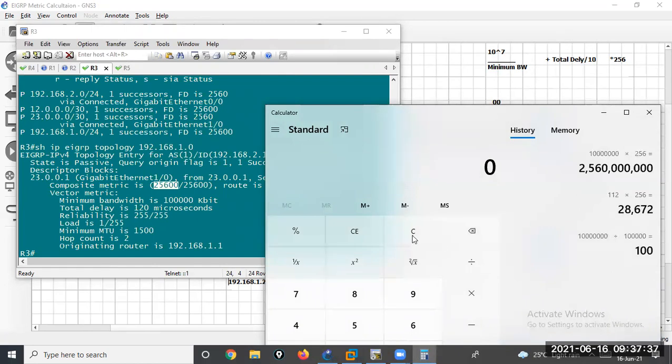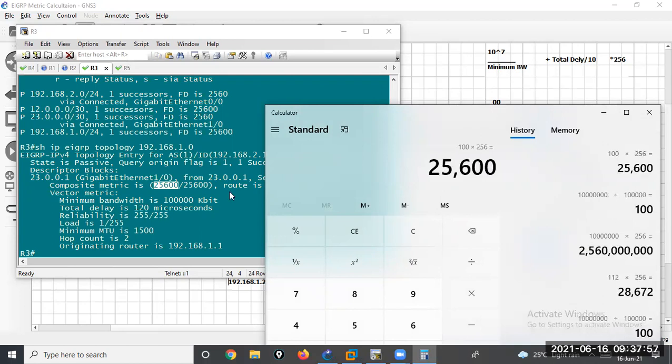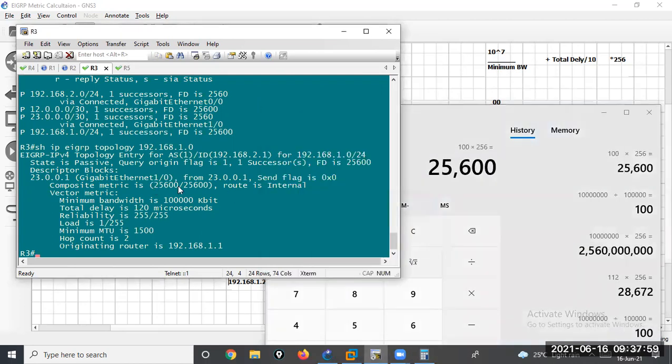Once again: 10 to the power of 7, which is 1 followed by 7 zeros, divided by 1 lakh, 1 followed by 5 zeros, equals 100. 100 into 256 directly, without delay. Now what is the value? 25,600. This is how EIGRP calculates the metric without delay. Okay. Thank you very much.